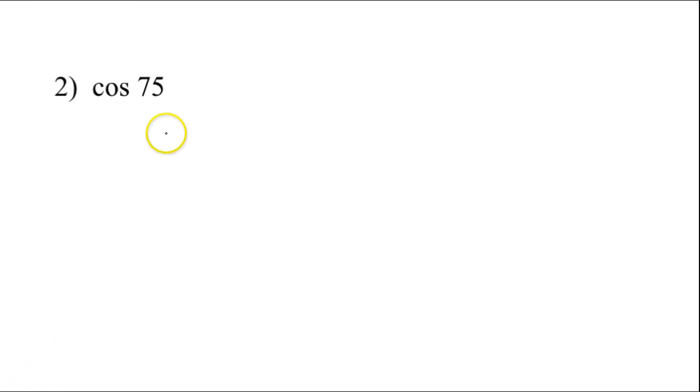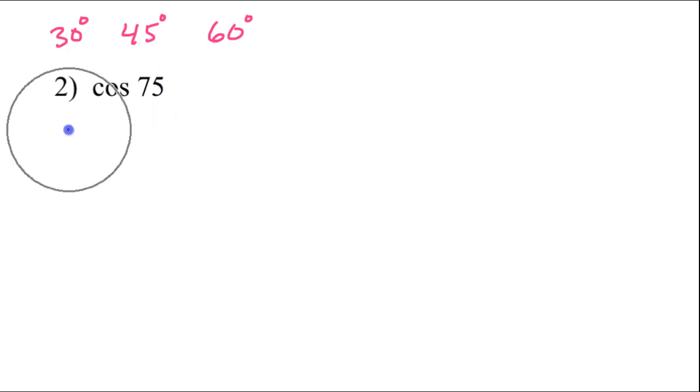Okay, number 2. Keeping in mind that our special angles are 30 degrees, 45 degrees, and 60 degrees, is there a way that I can write 75 using 2 of these numbers? Yes. 30 plus 45 is 75. So I could write this problem as the cosine of 30 degrees plus 45 degrees.